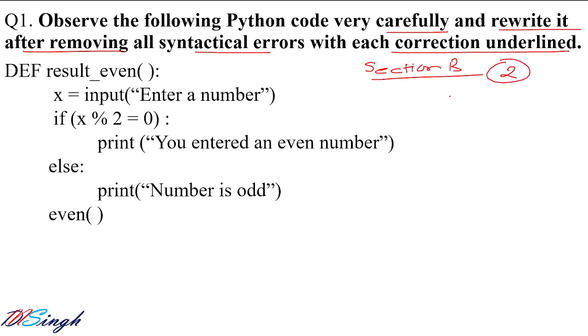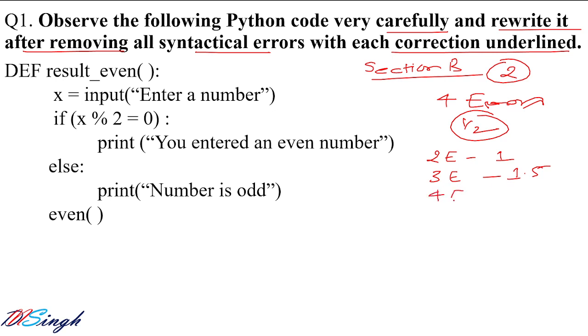Here there are a total of 4 errors present in this type of question, and each error carries 0.5 marks. So if you identify 1 or 2 errors, you will get 1 mark. If you identify 3 errors, you will get 1.5 marks, or if you have identified all 4 errors, then you are going to get a total of 2 marks. So how do we approach such types of questions? You have to scan the code line by line.